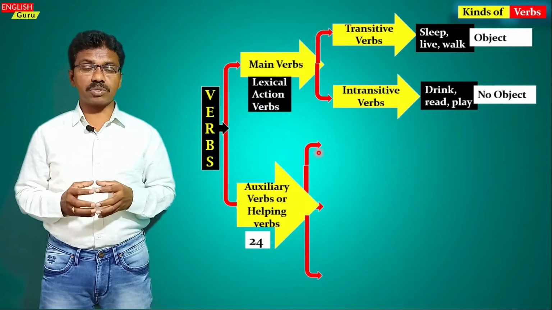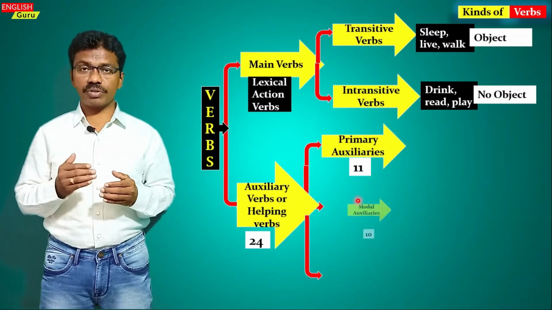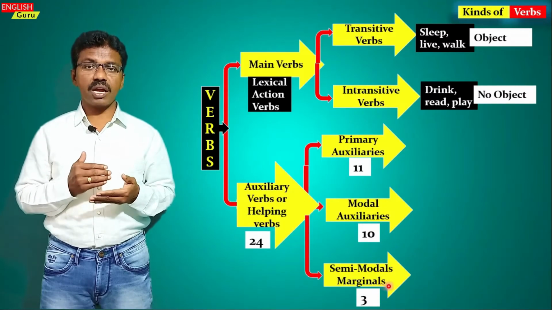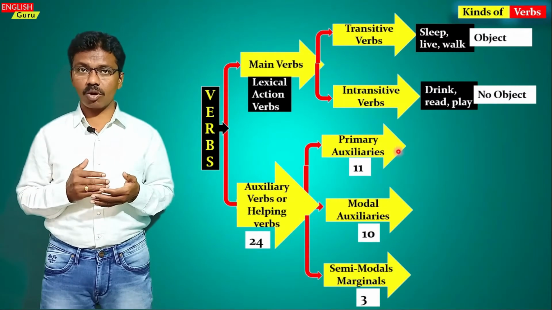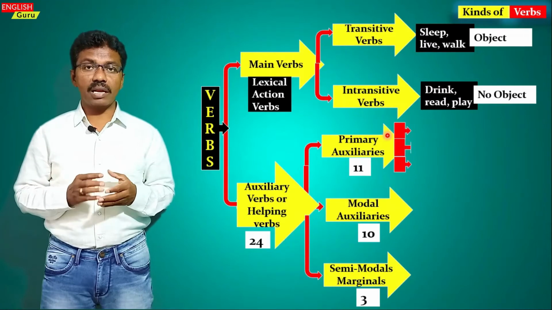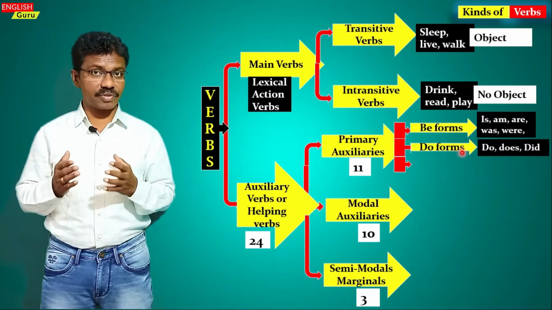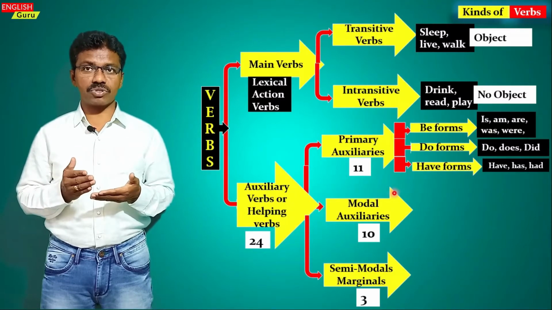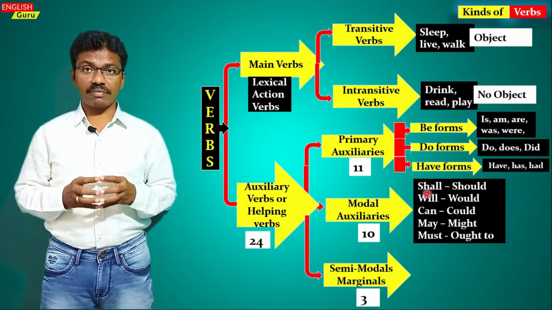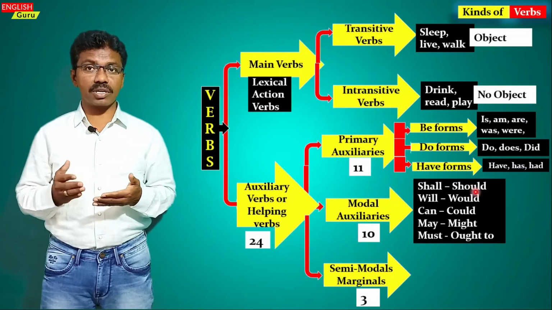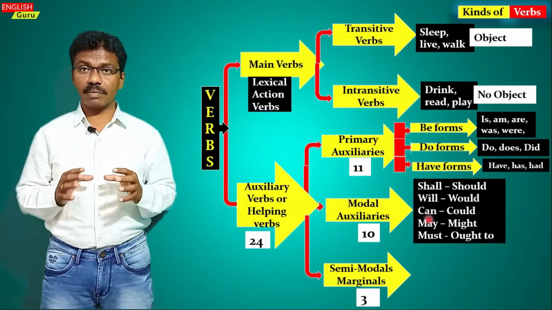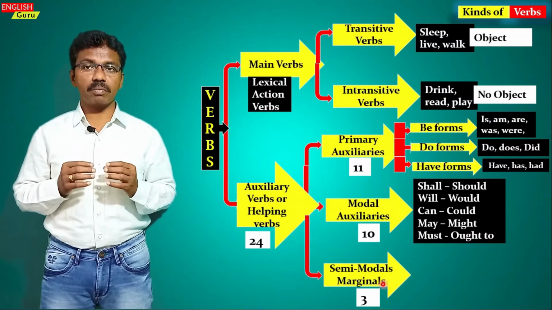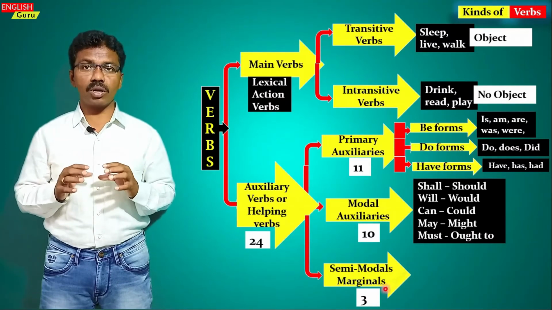Auxiliary verbs, helping verbs, are divided into three categories: primary auxiliaries, modal auxiliaries, and semi-modals. We can call them marginals also. Primary auxiliaries are again of three types: be forms, do forms, have forms. Primary auxiliaries are 11, and the next one is modal auxiliaries. They are 10 in number: shall, should, will, would, can, could, may, might, must, ought to. They are all the modal auxiliaries.